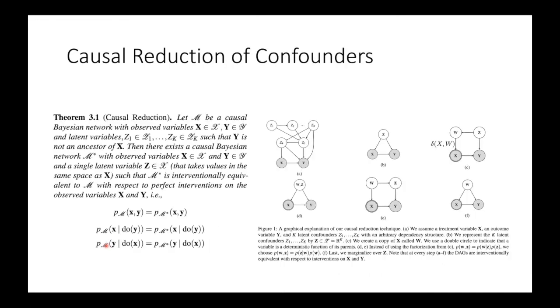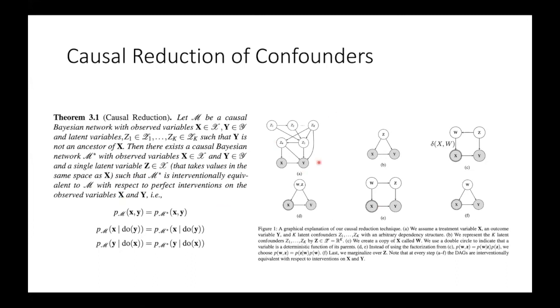Okay, a little bit of a definition: the causal reduction of confounders. So what is a causal reduction? I'm going to just read out what it says here. Maybe you want to look at this figure. Let M be a causal Bayesian network with variables X and Y, and latent variables Z, and Y should not be an ancestor of X. Then there exists a causal Bayesian network M star with observed variables X and Y again, and a single latent variable Z that takes values in the same space as X, such that M star is interventionally equivalent to the original M with respect to perfect interventions on the variables X and Y.